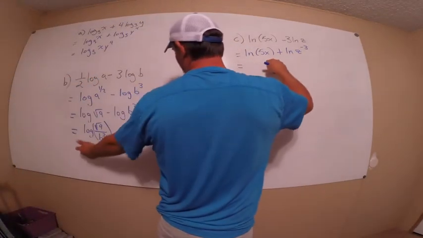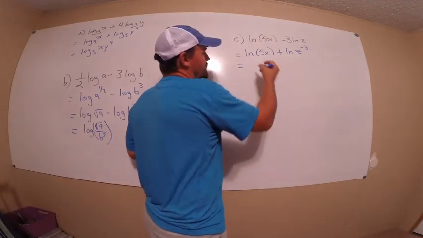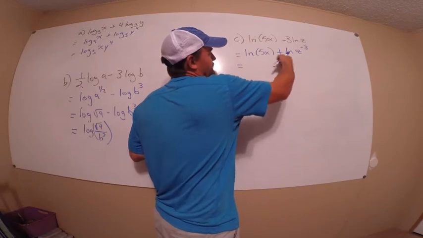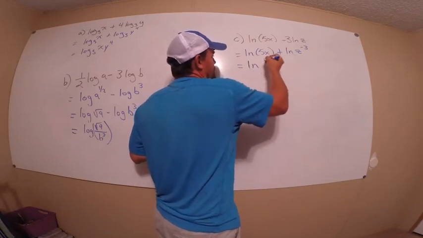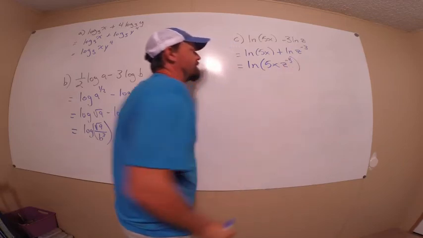This is a different method than what I used in the previous examples. If you like this method better, stick with this one. Now I can combine these. I've got this addition, so I can multiply. I get natural log of 5x times z to the -3rd.